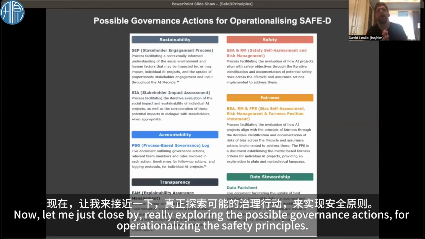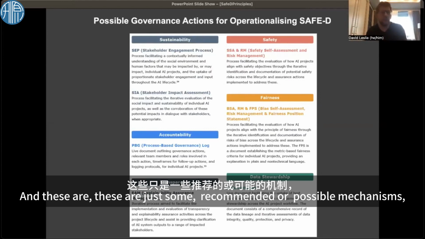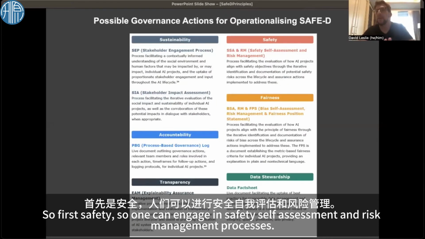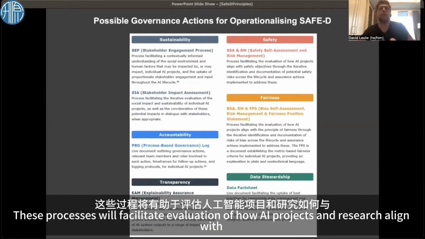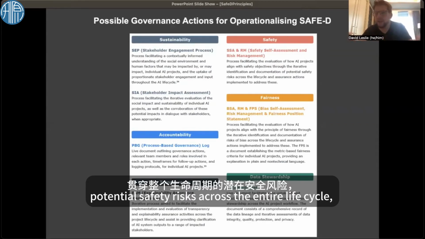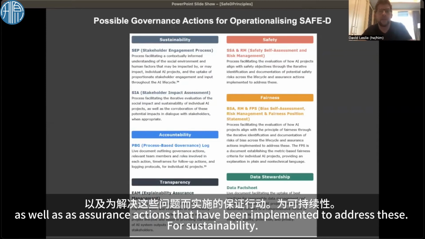Now, let me close by exploring the possible governance actions for operationalizing the safety principles. These are just some recommended or possible mechanisms to put into practice these top-level normative goals that I've just been speaking about. So first, safety. One can engage in safety self-assessment and risk management processes. These processes will facilitate evaluation of how AI projects and research align with the safety objectives through iterative identification and documentation of potential safety risks across the entire life cycle, as well as assurance actions that have been implemented to address these.